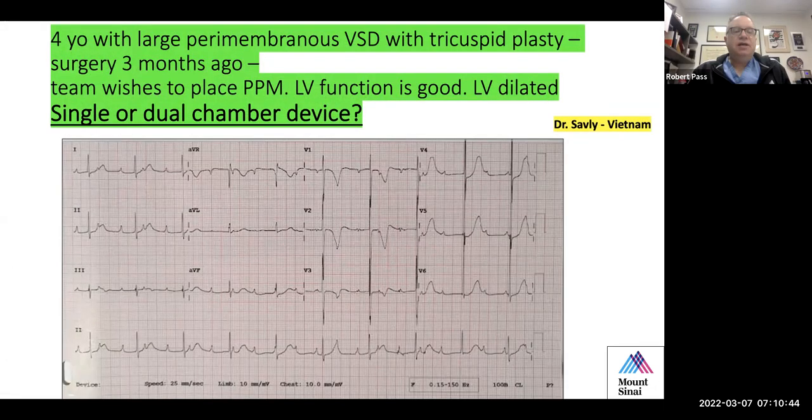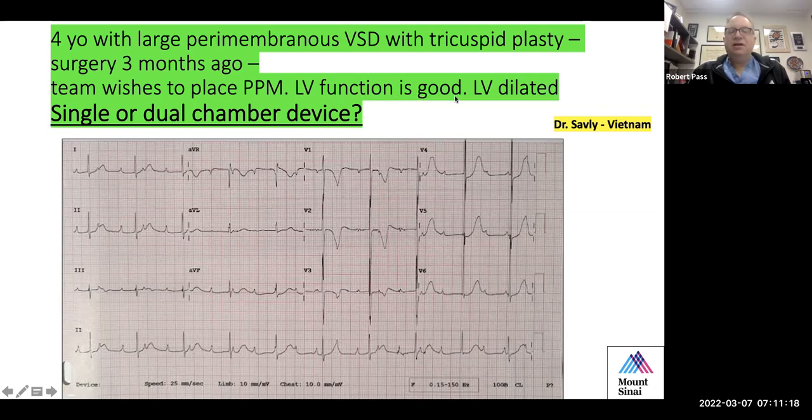This is a 4-year-old with a large perimembranous VSD, and he had a VSD closure with tricuspid valvuloplasty 3 months ago. And I want to give a shout out to Dr. Savli, a pediatric cardiologist in Vietnam, who is kind enough almost on a daily basis to send me tracings, which I typically see as I'm waking up from bed at about 5 in the morning. And he always has very interesting questions.